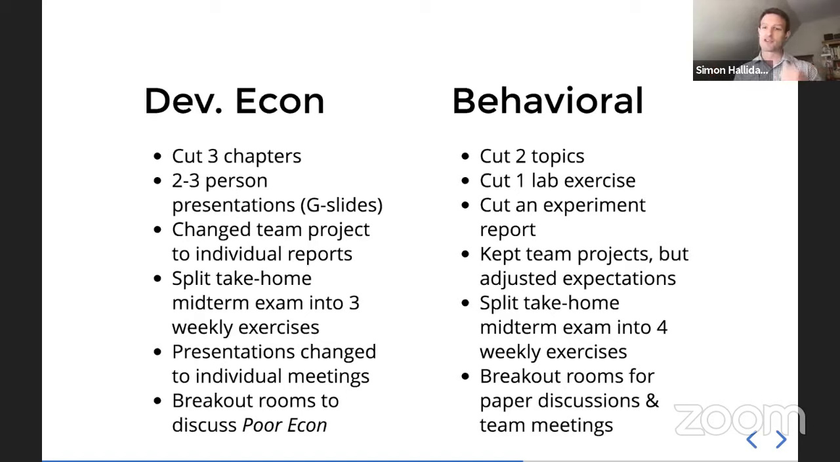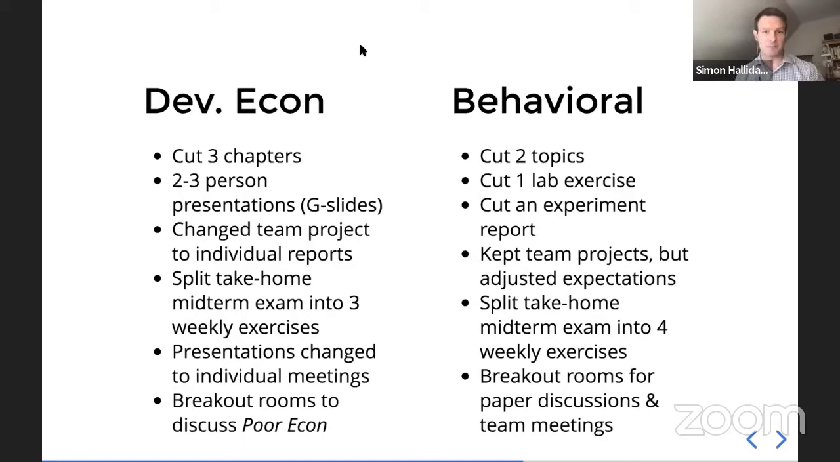I originally had presentations given by a team; that got changed to individual meetings that students had with me. I used breakout rooms for students to discuss Poor Economics before they presented it to the class. In behavioral economics, I cut two topics that we were originally going to cover in terms of academic readings and topics in the textbook. I cut a lab exercise. I cut an experiment report.